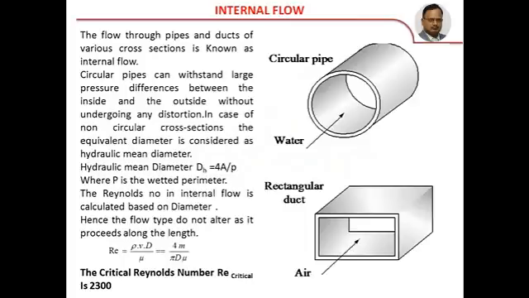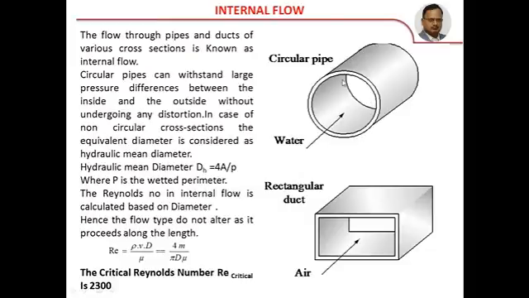To start with, let us see what is an internal flow. In the last class we have seen external flow, that is flow over the plate, flow over the cylinders and flow over the spheres. Now we will consider the flow of a fluid through a pipe, as shown in this figure. Water is flowing through the circular pipe, or a fluid is passing through a rectangular duct. So in case of internal flow, how to estimate the heat transfer coefficient, we are going to witness in this session.